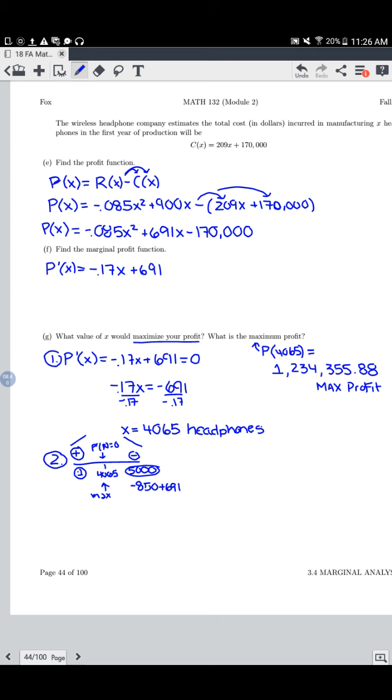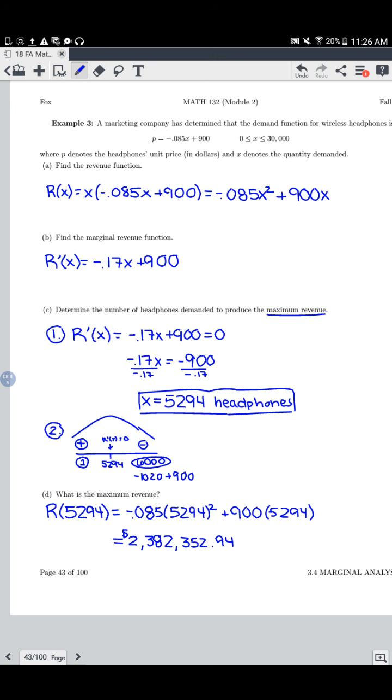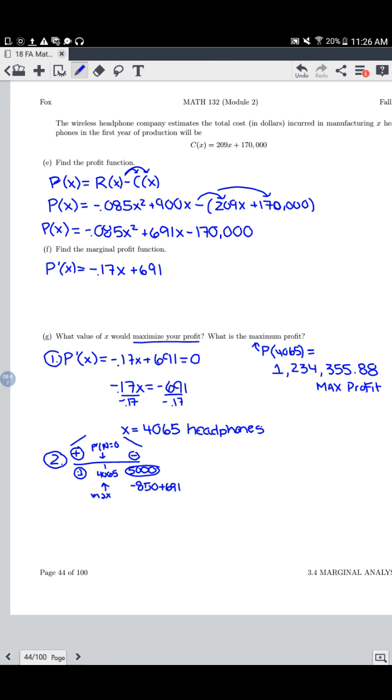So I would go with what maximizes the profit, but we'll notice that they don't always agree. What maximizes the revenue does not necessarily maximize your profit. So the company will have to decide what's more important to them.